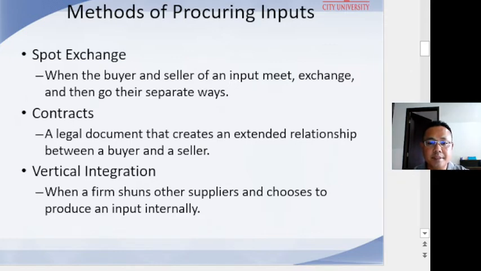Okay. So with the spot exchange, buyers and sellers essentially are anonymous. The parties may make an exchange without even knowing each other's names, and there is no formal or legal relationship between buyers and sellers.